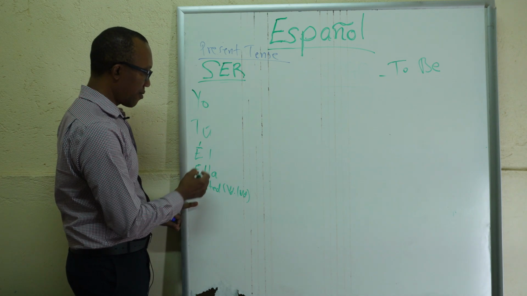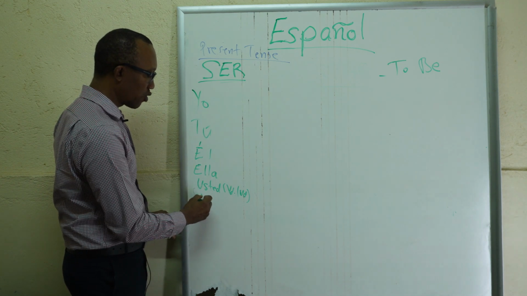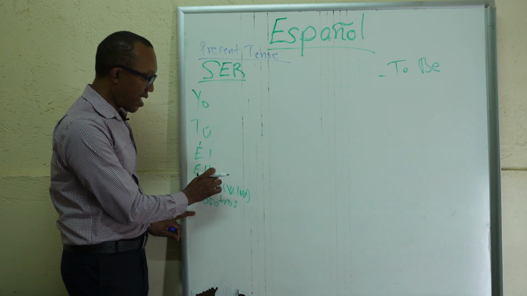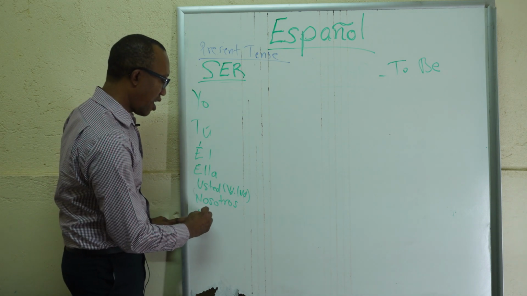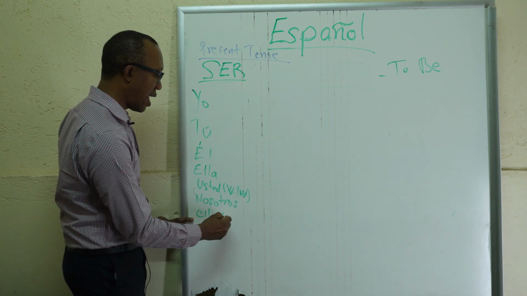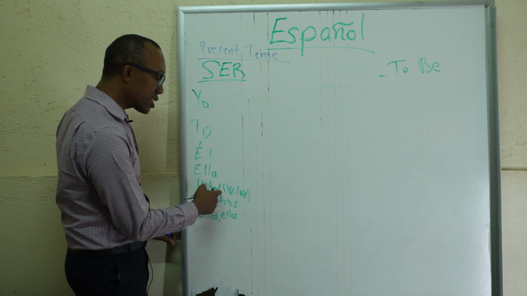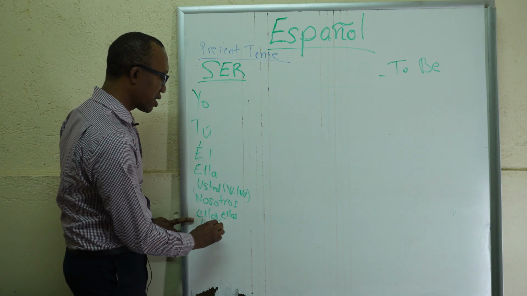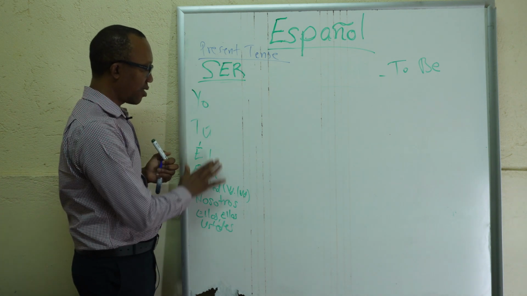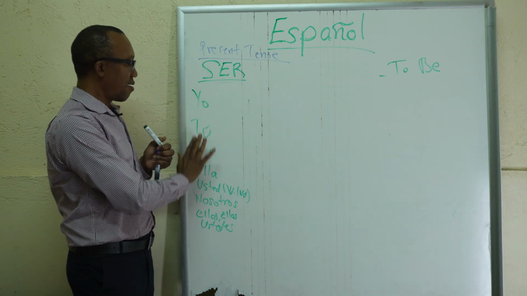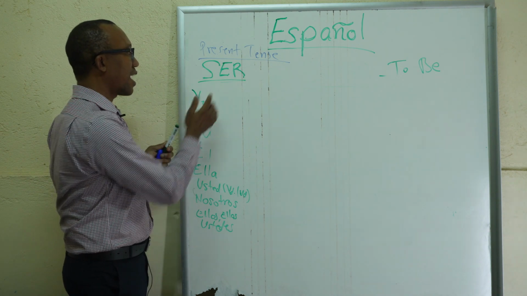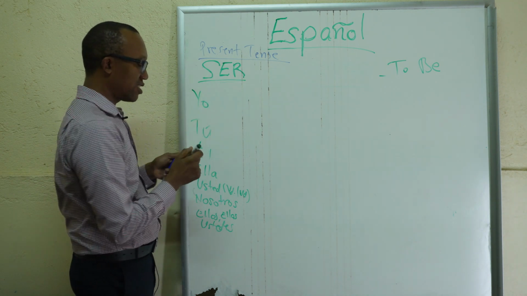Now the plural form, for the plural of I, we, we get nosotros. Plural form for él, ellos. Plural form of ella becomes ellas, and usted becomes ustedes. All right, so now that we understand clearly that these are the subject pronouns for any verb in Spanish, let's get the form of ser now to go with these pronouns.